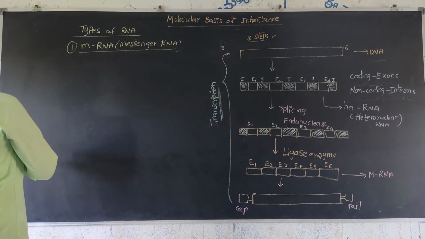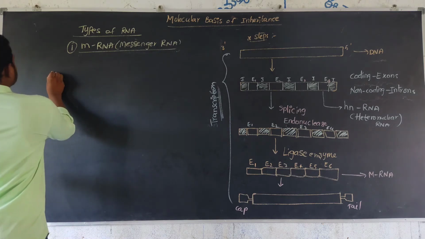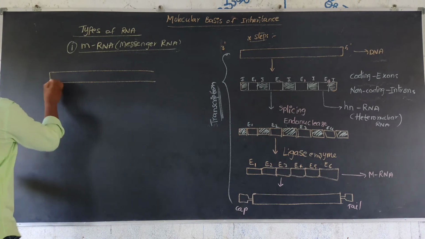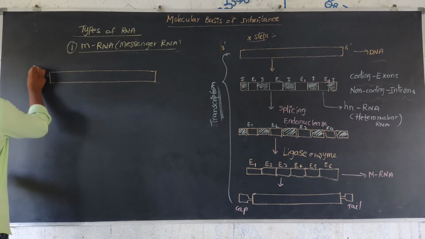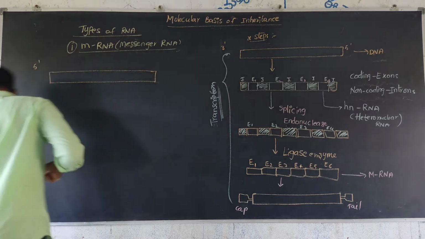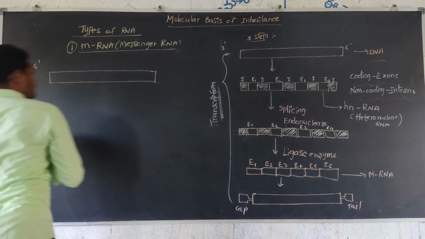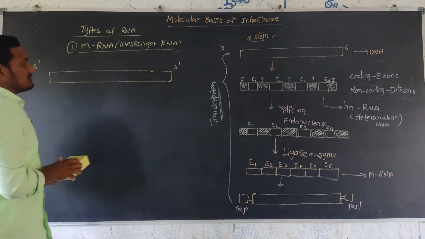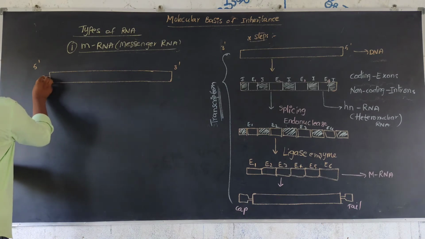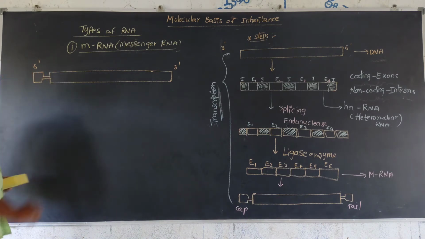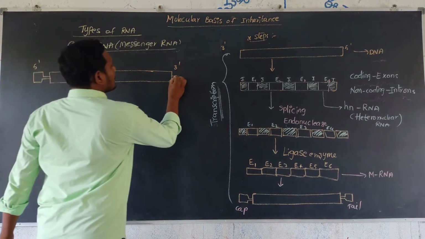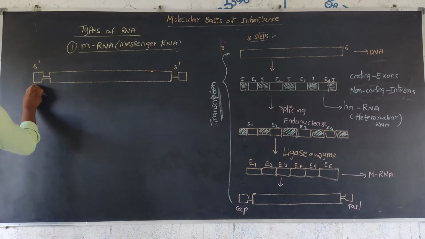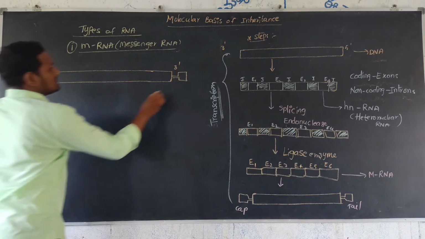Next, the structure of mRNA. mRNA is a long polynucleotide chain. This is the 5' end, this is the 3' end. Here is the cap, and here is the tail. This is the cap, this is the tail.